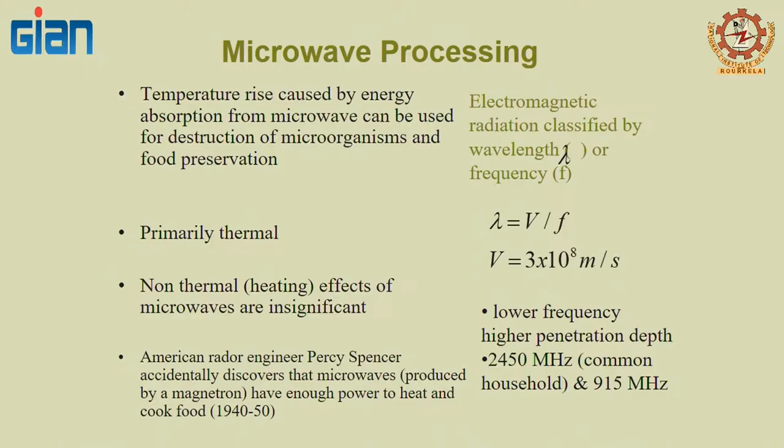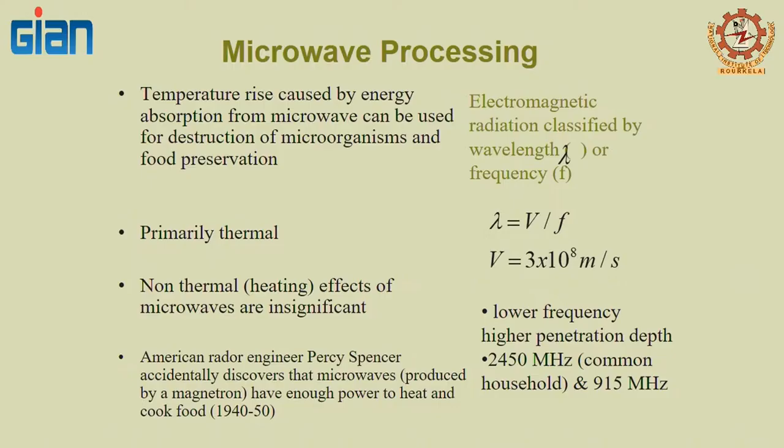Because microwave is essentially an electromagnetic wave, its speed is the speed of light, which is constant at 3 × 10^8 meters per second. The household microwave uses a certain frequency, 2450 megahertz, and 915 megahertz is what they use in the industrial microwave. Why 915, why not 2450?